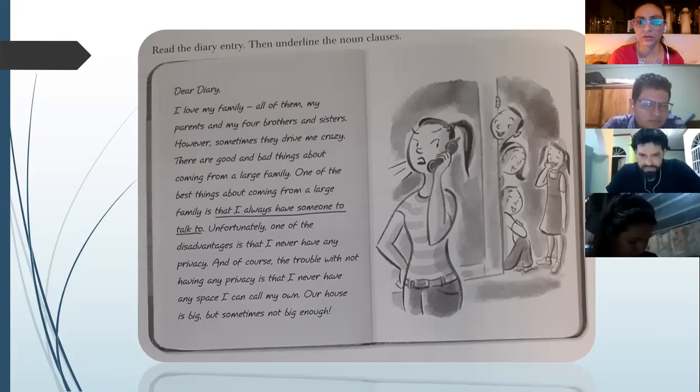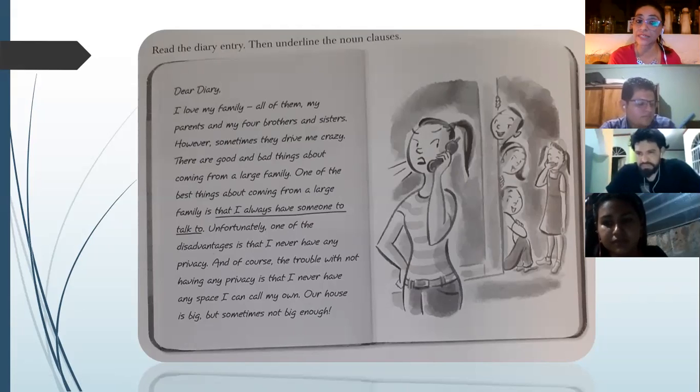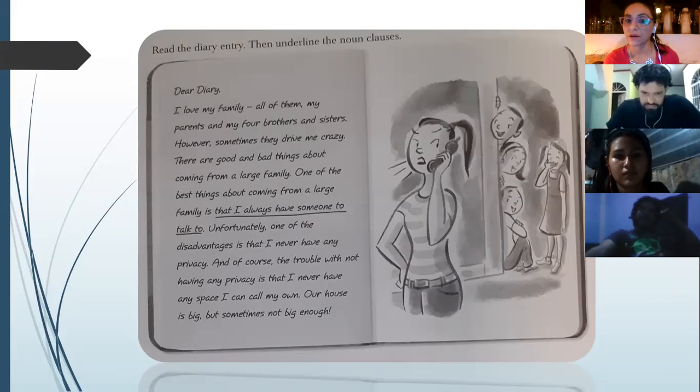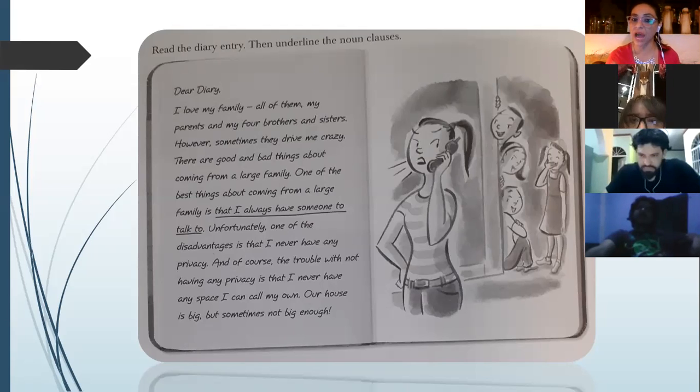The trouble with not having any privacy is that I never have any space I can call my own. All right. So unfortunately, one of the disadvantages is that I never have any privacy. So where does the noun clause begin, guys? One of the disadvantages is that I never... where does the noun clause begin? That I never have any privacy. Excellent, that I never have any privacy.